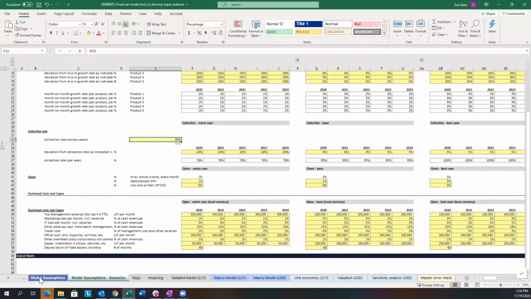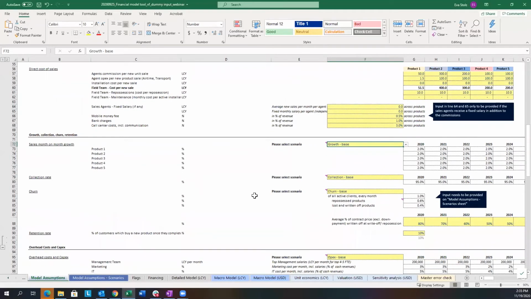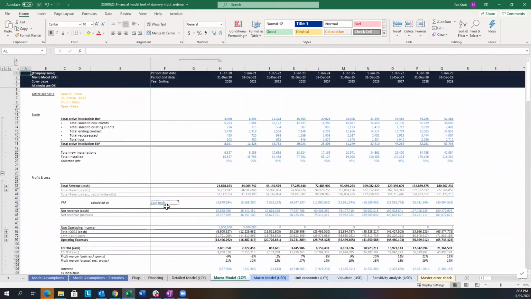And then once you have indicated the different values here, you go back, and in the yellow cells you can choose which scenario you want the model to calculate with. So, for example, I can choose the worst case, but for now let's keep the base case. And what you can also see in the macro model is what scenario the model is working with. So you always know that when you're looking at the macro model, this is the base case for the growth rate, the collection rate, the churn rate, and the OpEx.